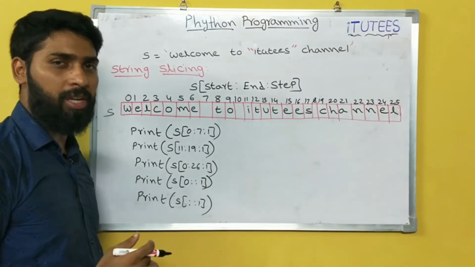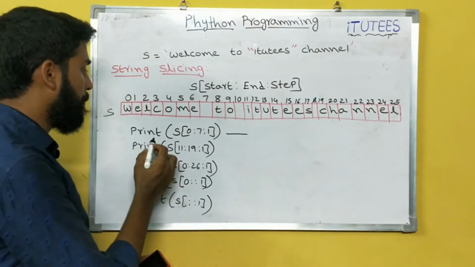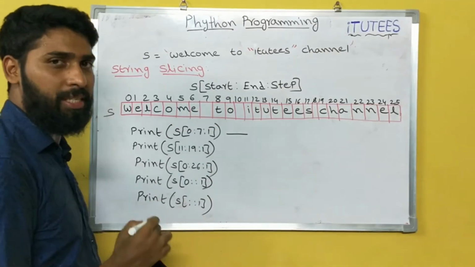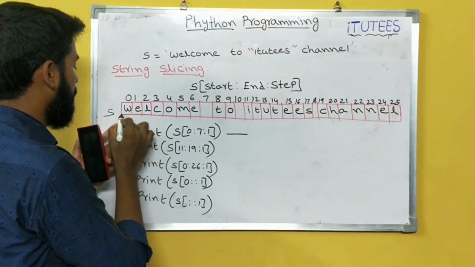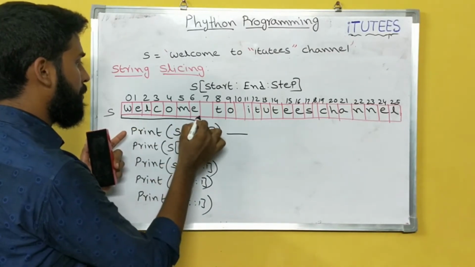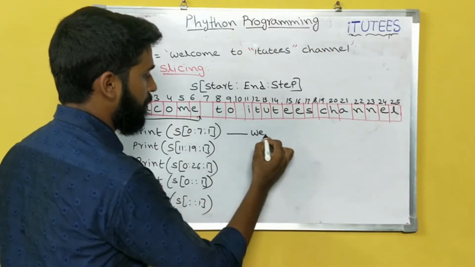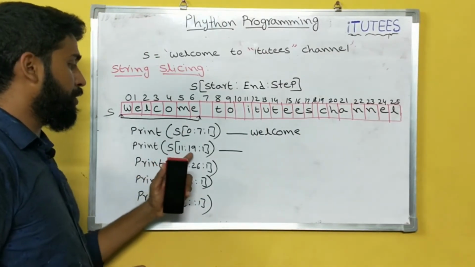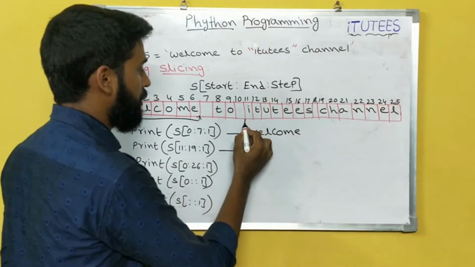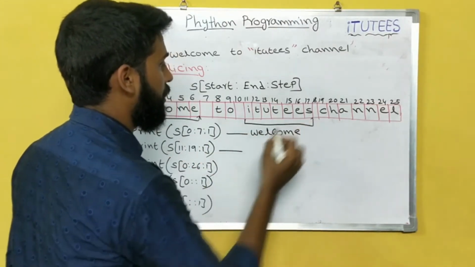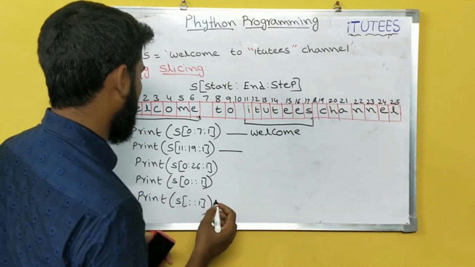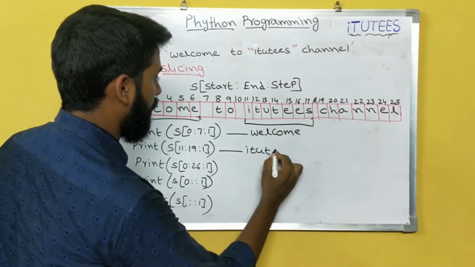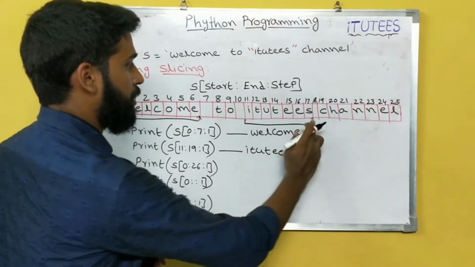Now we can see the string slicing. So what is the output of this? Print S of 0 to 7. This means 7 means you are going to print up to 6. That means what is the 0? This one. Up to 6. That means up to here. It prints welcome. Now you can see what is the output of this. 11 to 18. This is the 11 to 18. That means it prints ITUTEES with a space also. It prints up to 18.